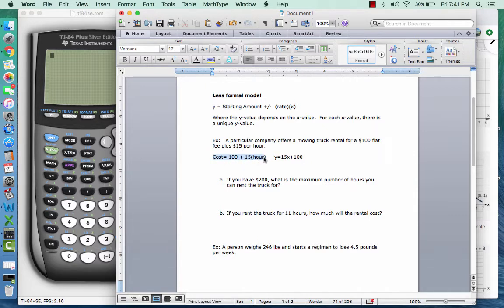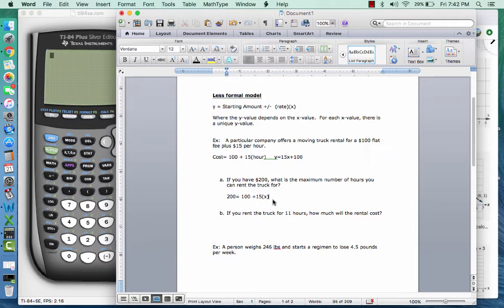And then I'm going to use this model, this equation, to answer these various questions. It says if you have $200, what is the maximum number of hours you can rent the truck for? So in this problem, I'm trying to figure out the hours, and I know that I can spend $200. So 200 is my max, the most that I can spend, equals 100 plus 15. I could write hours here, but since I don't know the hours, I'm just going to call it X. Put the variable in there.